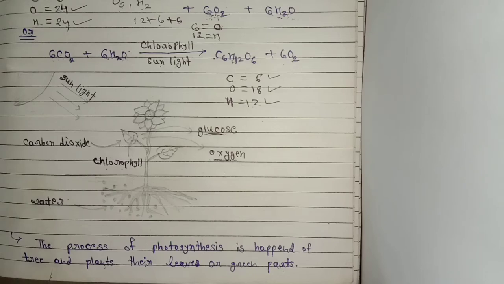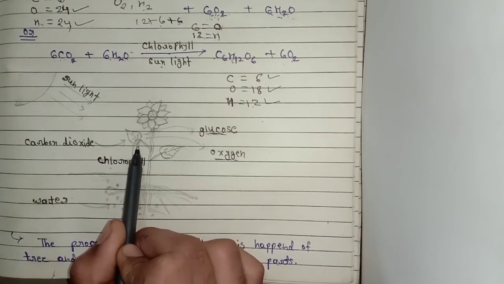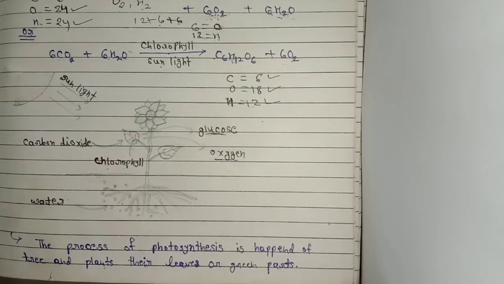The process of photosynthesis happens in the leaves or green parts of trees and plants. So remember where the process of photosynthesis happens. Just observe the images I drew here: this process happens in the leaves of the trees. The process of photosynthesis happens in the leaves or green parts of trees and plants.